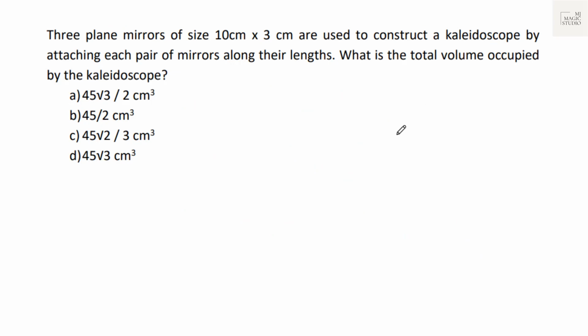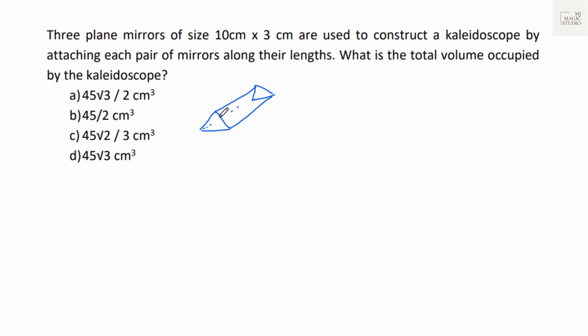Kaleidoscope. Try it. Three plane mirrors of size 10 cm and 3 cm are used to construct a kaleidoscope, that is a type of a prism, attaching each pair of mirror along their lengths. So these are the three. We get something like this. What is the total volume occupied?